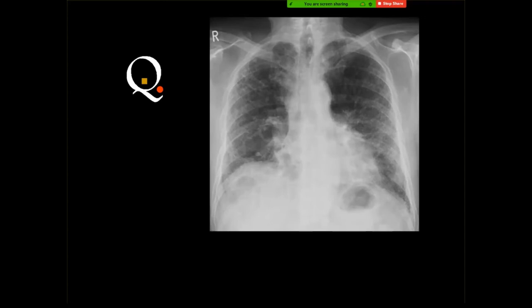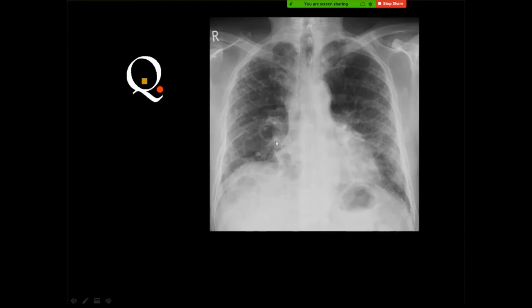There is a mass in the middle right lung, and there is a miliary shadow, reticular shadow, interstitial lung disease. Diffuse lung disease of what type? Reticulonodular. What do you think? Lymphangitis carcinomatosis? There is no positive history of malignancy. Sarcoidosis? There is a cavity in the middle lung.